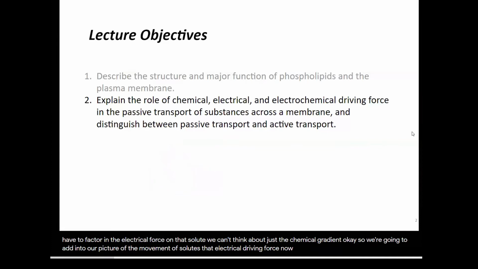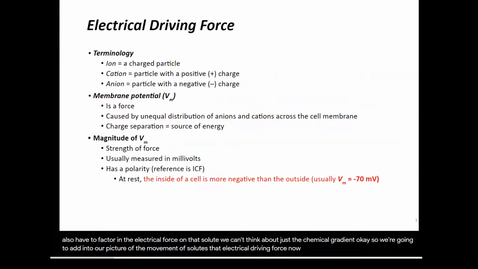Okay, so we went over some brief terminology on Wednesday. So we talked about how ions are charged particles. They can be either positively charged or negatively charged. So we have cations and anions.